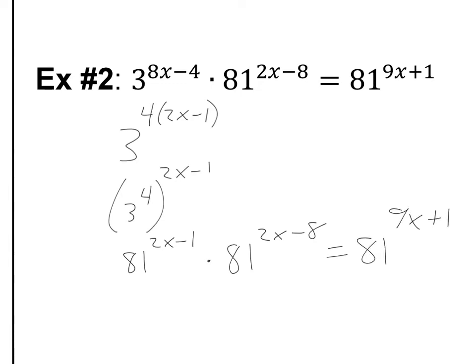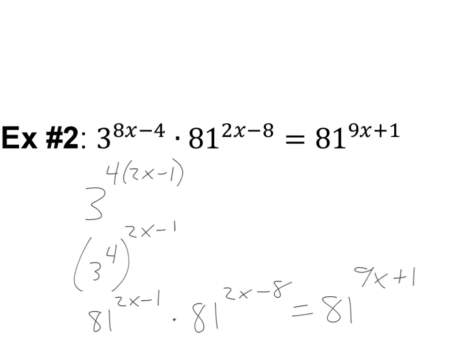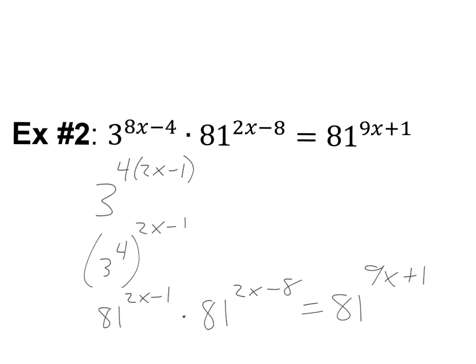Now, before I move on, I just want to point out, again, this is not the only way to do this. Real quick, you might also see right here that you could write this as 81 is 3 to the 4th to the 2x minus 8. And you could write this as 3 to the 4th to the 9x plus 1. There's nothing wrong with doing it that way and then adding your exponents here and setting it equal. You could totally do that. I'm just showing you another method, another little tool that you might have to use.